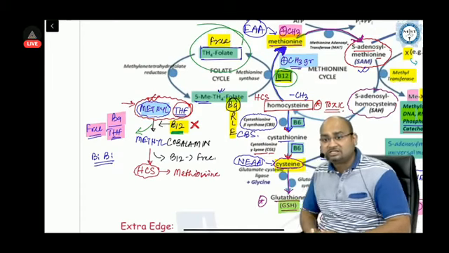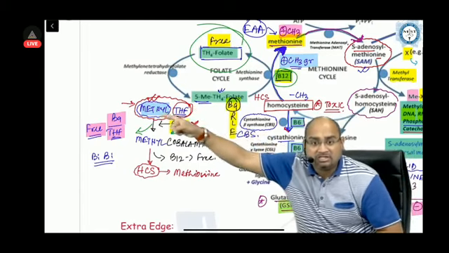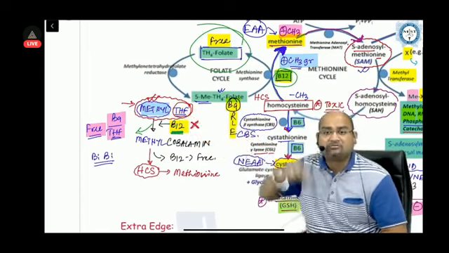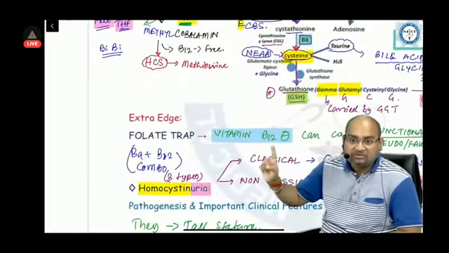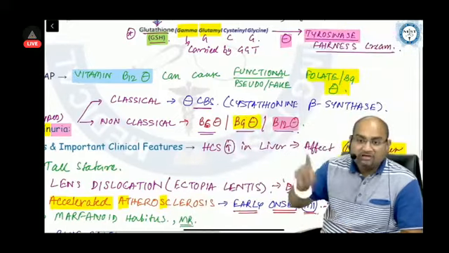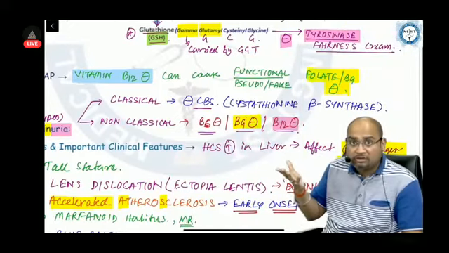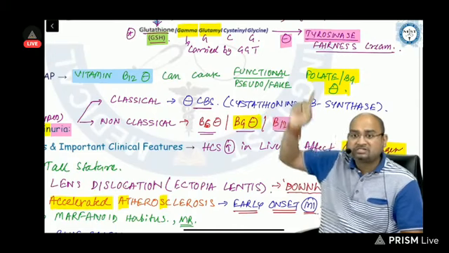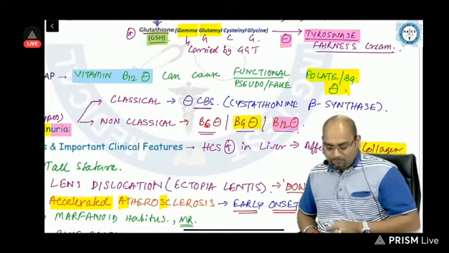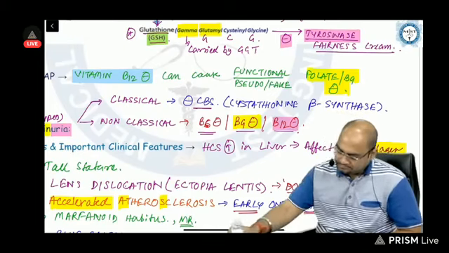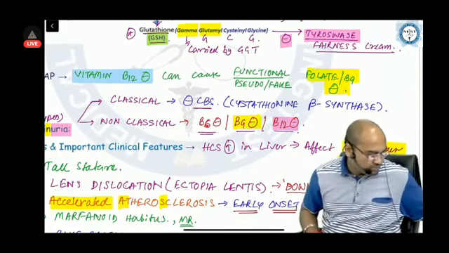If there is a deficiency of B12, beta, then B9 will be trapped along with a methyl group in the form of methyl tetrahydrofolate. That entity, my dear friend, is called the folate trap. B12 deficiency can cause functional folic acid deficiency. Folic acid deficiency will not cause B12 deficiency. It is B12 deficiency that can cause folate deficiency. Please remember this point, beta. Important point to be noted over here.